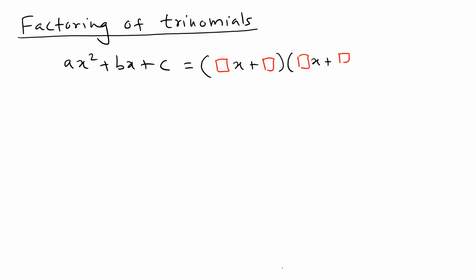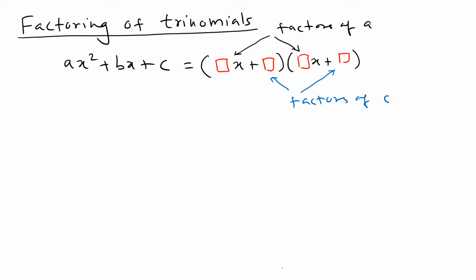What are these numbers? You can see that the first two numbers are factors of a. And the other two numbers, the constant terms, are factors of c. Then we check whether, after we multiply through and distribute, we get the middle term. That's what we're trying to do.